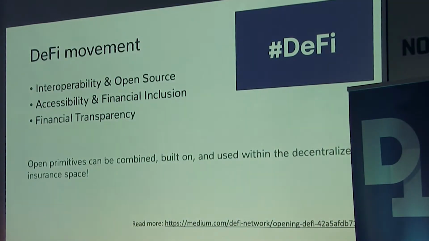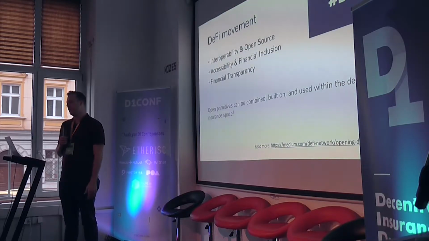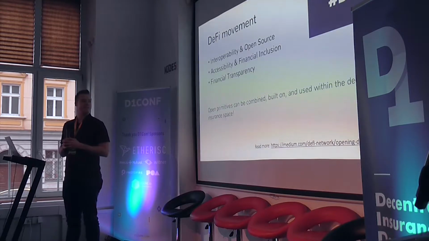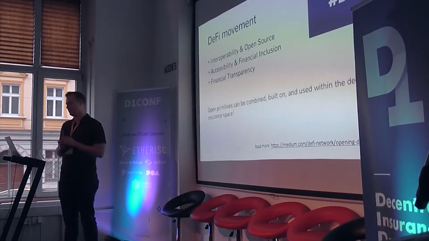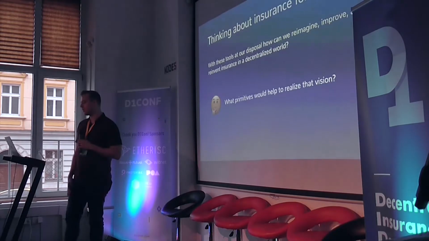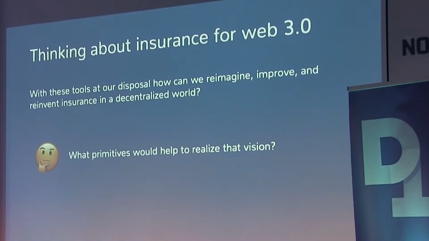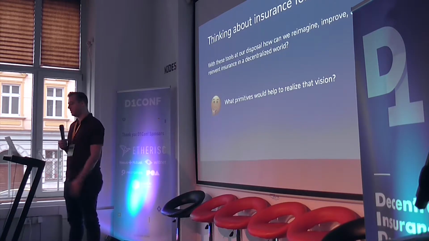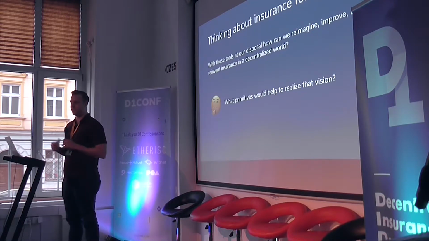I mentioned this decentralized finance, and there's a community ecosystem growing around it called DeFi, and some of the ideas are interoperability and open source software, accessibility and financial inclusion, and financial transparency. And again, these can be built on and used within our own ecosystem. So thinking about insurance for Web 3.0, with these tools at our disposal, how can we reimagine, improve, and reinvent insurance for a decentralized world? What are the primitives that would help us to realize that vision?